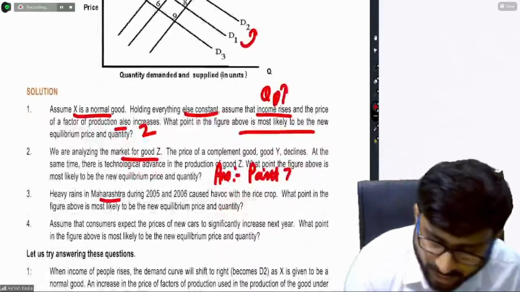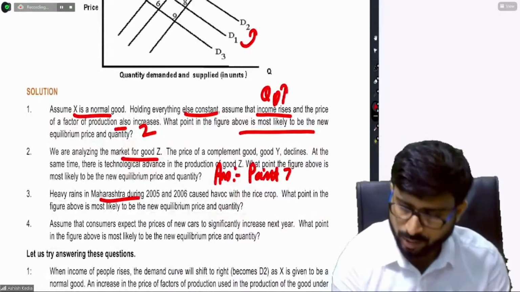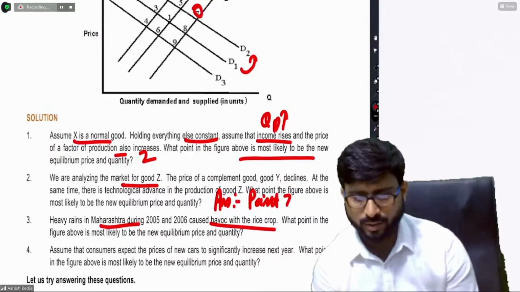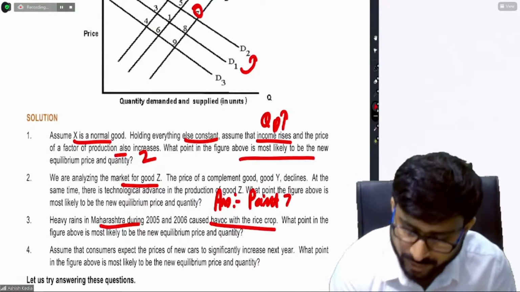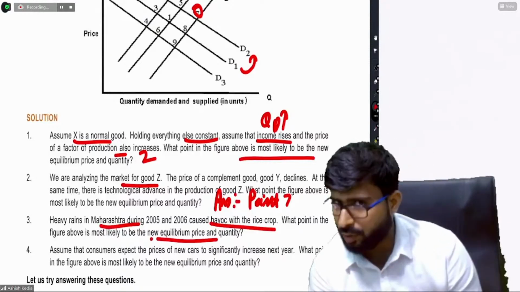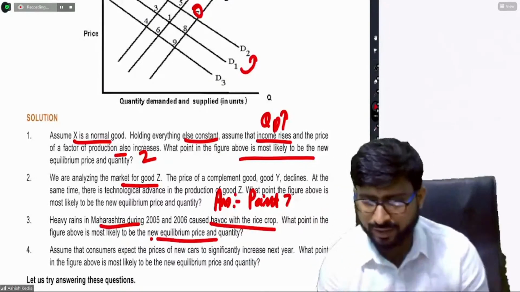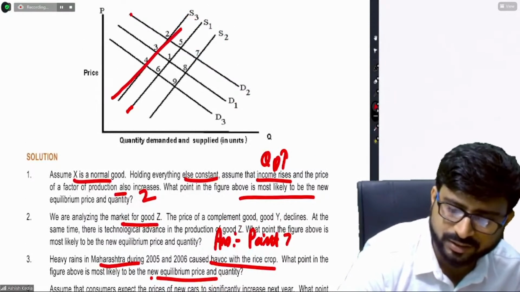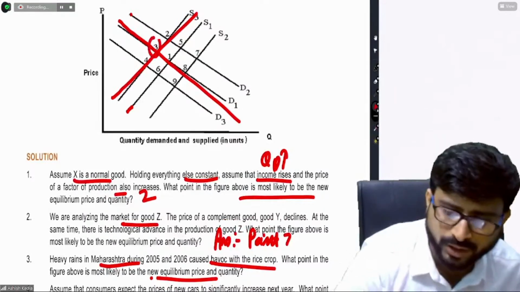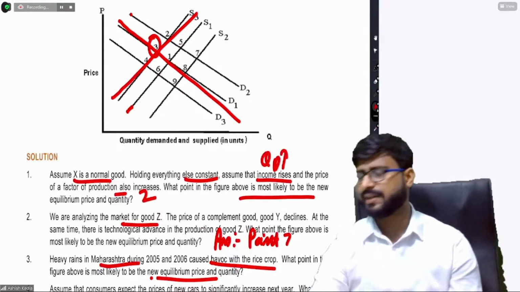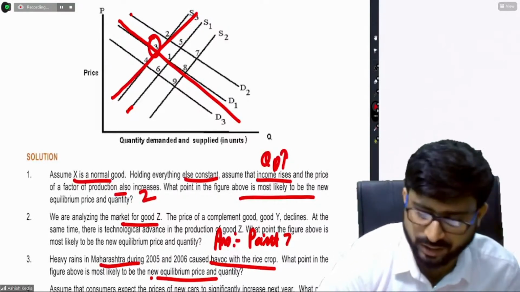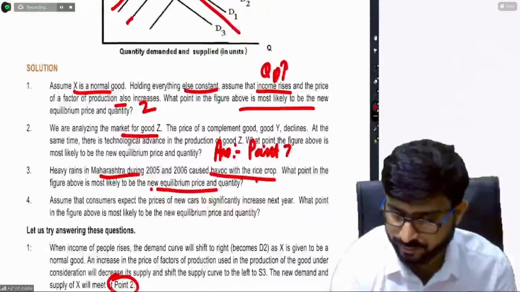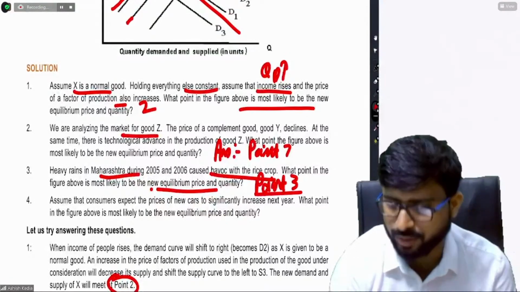Next. Heavy rains in Maharashtra. Oh my God. Caused havoc with the rice crop. Okay, supply is gone now. What point in the figure is likely to be the new equilibrium price? See, they have not told anything from demand's point of view. Demand remains the same, supply has fallen. So D1 and S3 are intersecting. So it is at 3. Correct. So the answer will be 0.3. Understood or not understood, everybody?